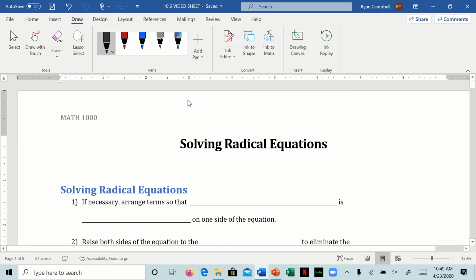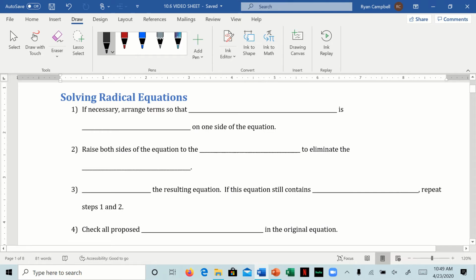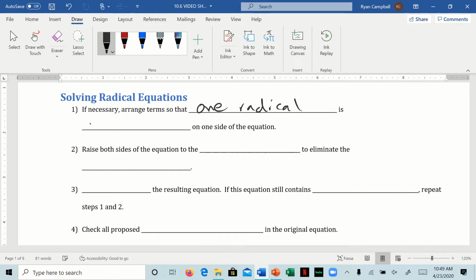Right, so now we're going to be solving some radical equations. And as long as you follow these 4 steps, all of this should be okay. Number 1, if necessary, arrange the terms so that one radical is isolated to one side of the equation. Remember, isolated means it's all by its lonesome. So you should rearrange it to where you have a radical equals stuff.